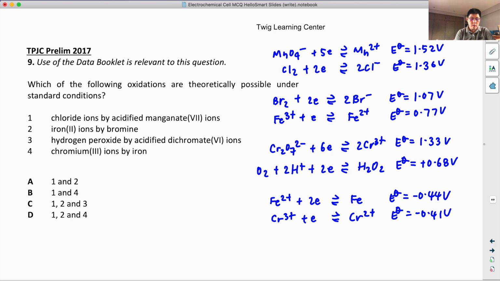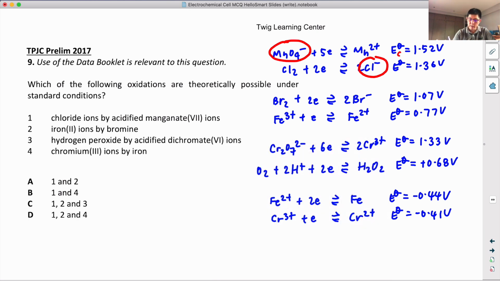Question 9. Which of the following oxidations are theoretically possible under standard conditions? So I've written down all the equations ready for you to compare, and you make sure they must always be on opposite sides. So let's check very quickly. So MnO4 minus and Cl minus. I didn't write the full thing, but I guess you get the idea.